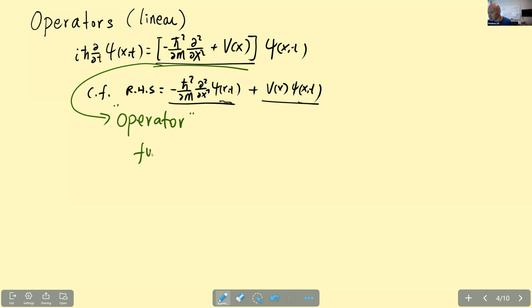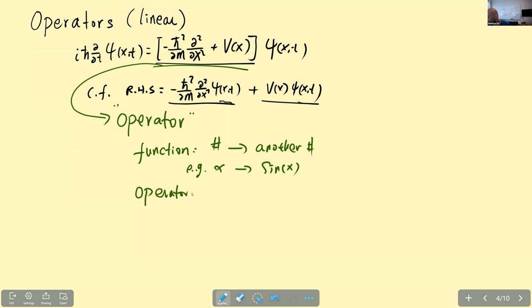So to understand this, what is operator? You can say that a function changes a number to another number. Right. For example, x to sin x. Okay. And the operator, so a function will change to another function.